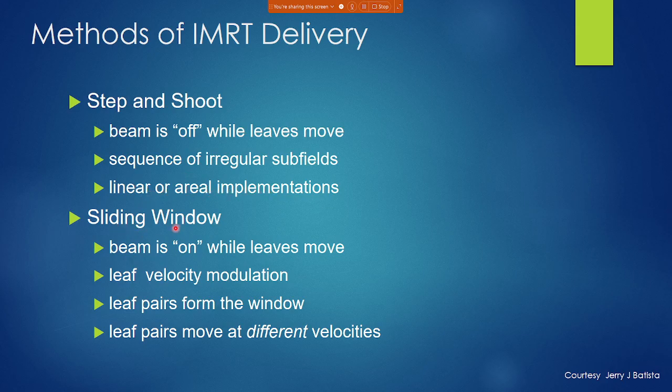Sliding window is beam on while the leaves move. The radiation beam is on while the leaves are actually moving. I will tell you the advantages of this also. I will show you how it works actually. So the velocity of the leaf motion is also important. If it moves faster, you will get a different dose distribution. If you move slower, you get a different dose distribution.